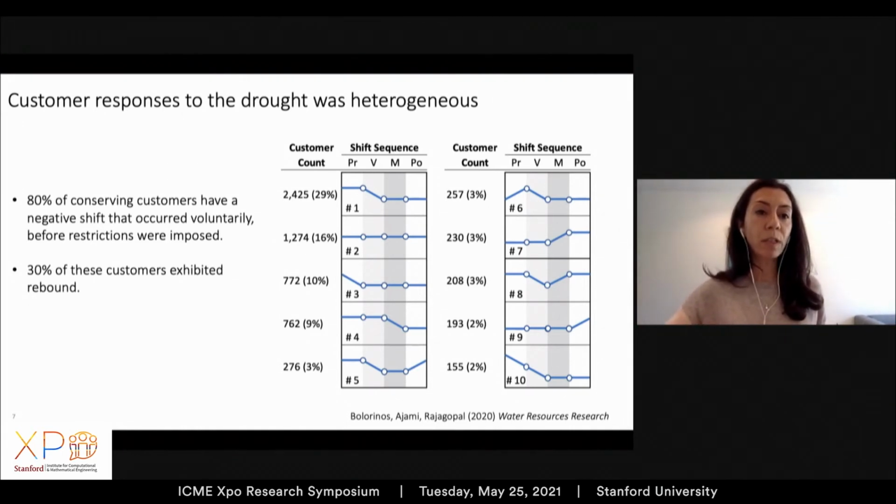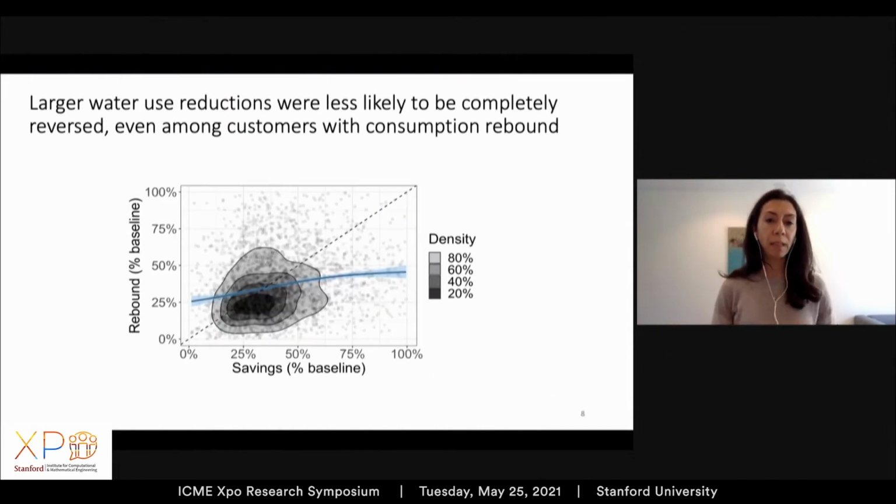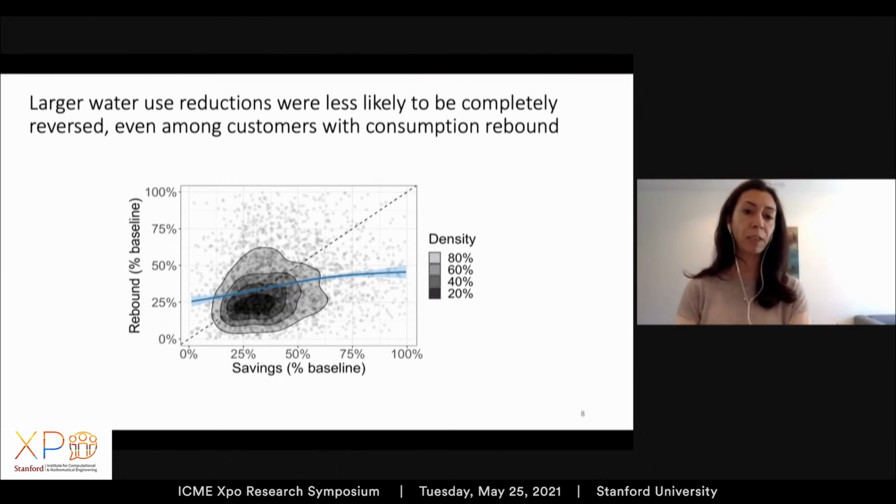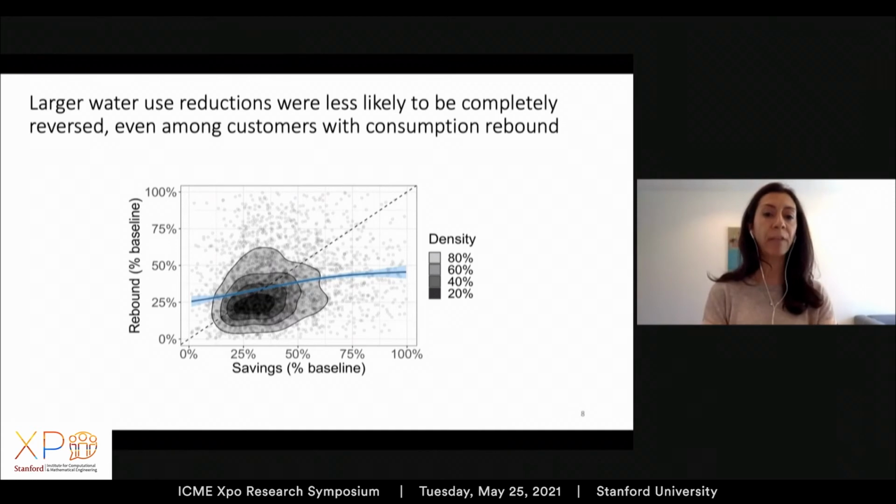To look more closely at this, we created this density plot. On the y-axis is the saving that people exhibited, and the rebound effect, how much water they rebounded. And what you see is most of the people who saved more ended up not rebounding, so they have made structural changes in their water use.